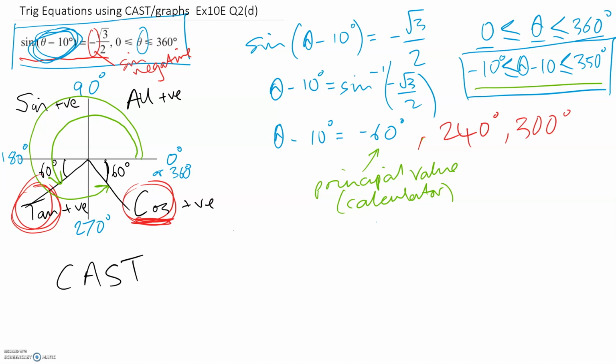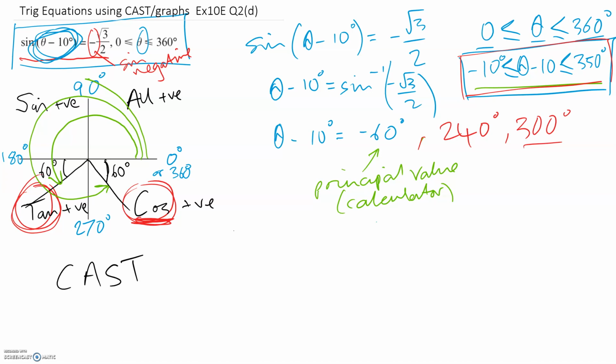Now if you wanted to, we could carry on going around, all the way around again, and we could keep going around as much as we want. But if you look at the range we're given in the box over here, we don't want any values more than 350 degrees, so we can stop at this one here. If we wanted negative values, we'd have minus 60.